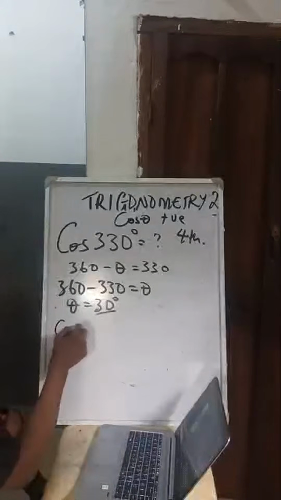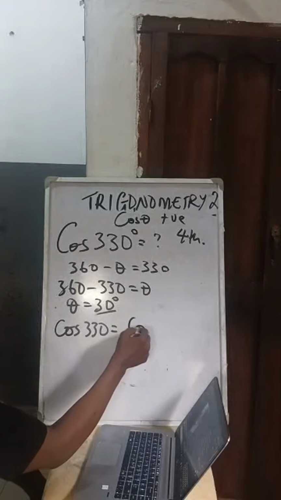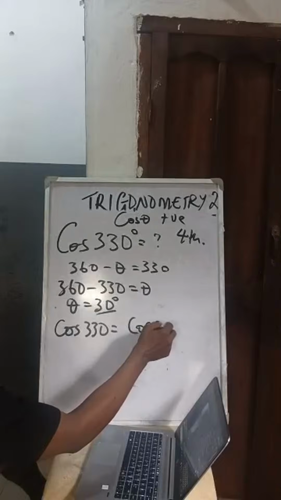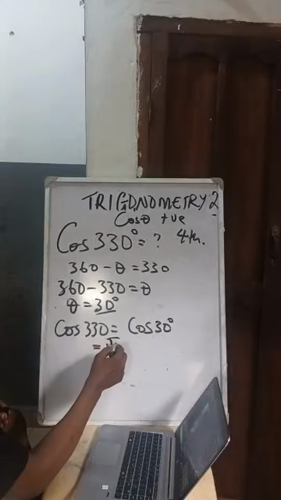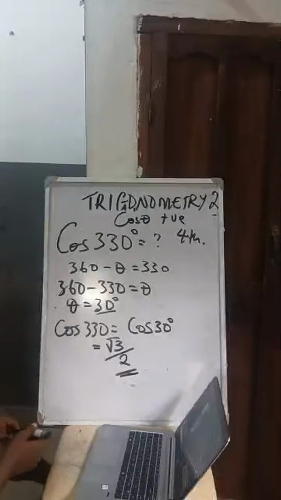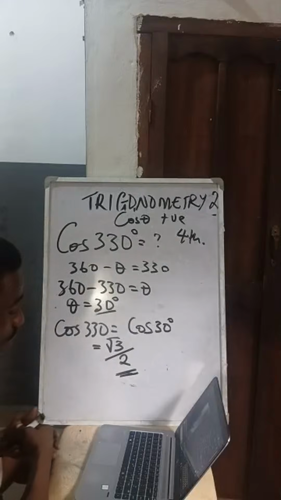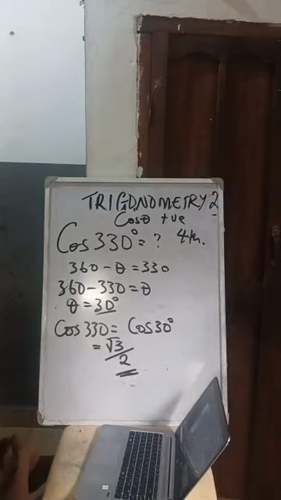So cos 330 is the same thing as plus cos 30 degrees. And you already know what cos 30 degrees is: root 3 over 2. So cos 330 is equal to cos 30 degrees, which is square root of 3 over 2. All right.